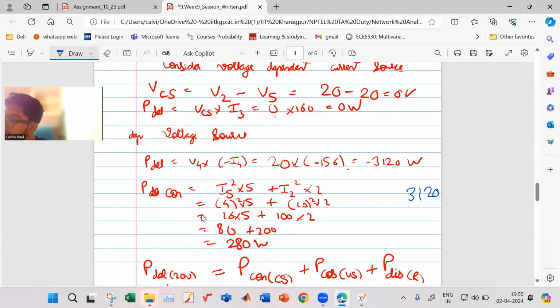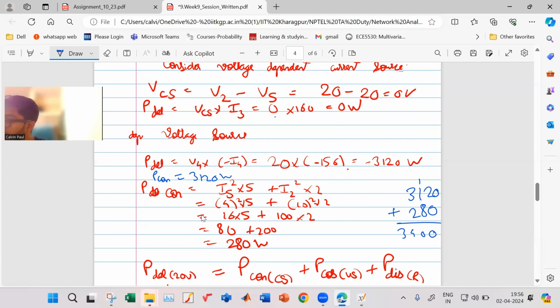And then for the resistors consuming, you find that to be 280. So what is 3120 plus 280? That is zero. No. Here, why are we adding one positive and another one negative? Delivering or consuming minus 3120, and we are adding one positive, 280. No. The power consumed by this voltage source is what? It is 3120 watt, right? The power delivered by the voltage source is minus 3120 watt. The power consumed by this voltage source is 3120 watt.